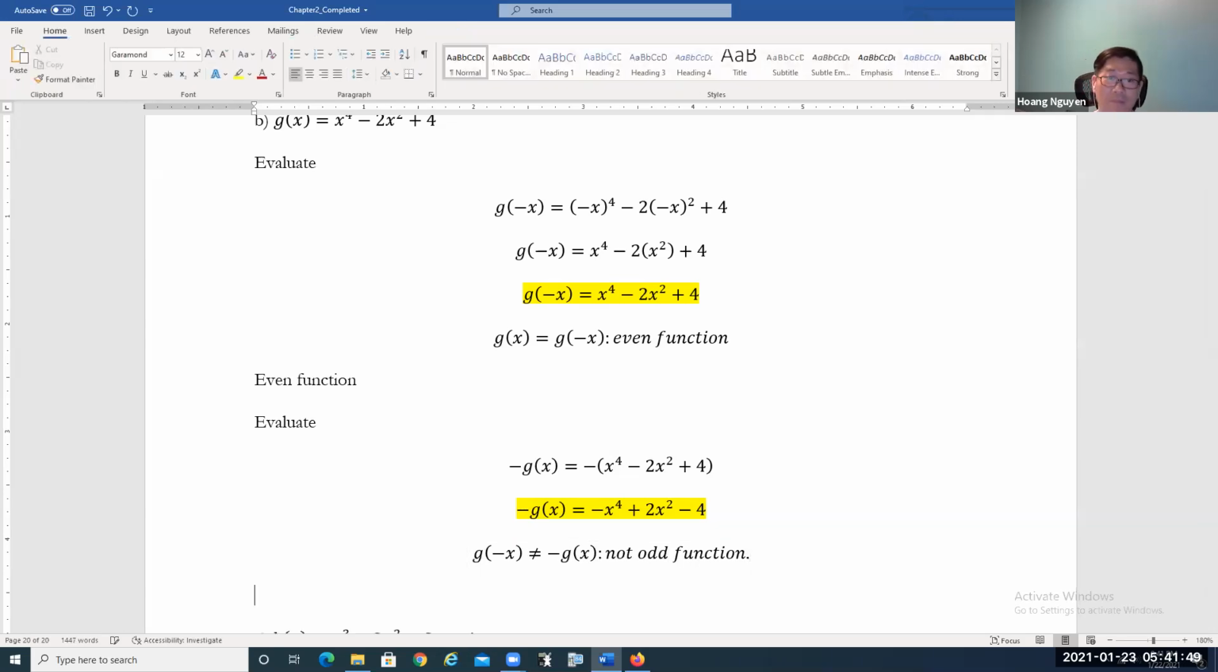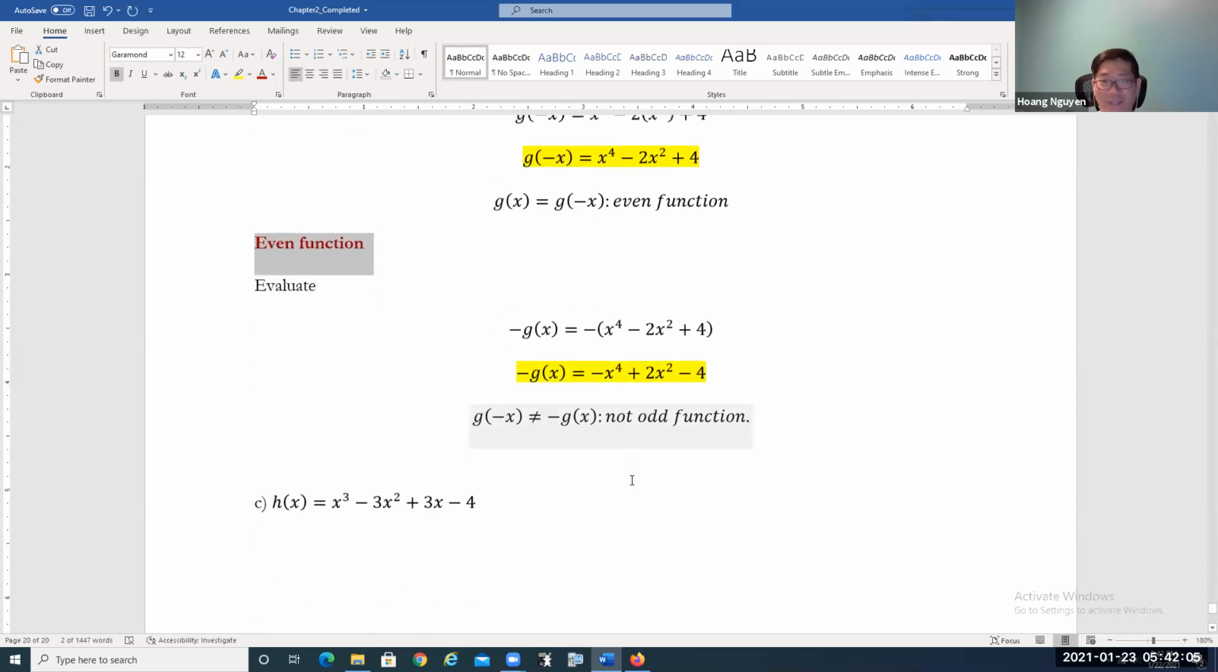Okay. But we already have the conclusion, right? This function is an even function. So most of the time a function could be even or odd. If a function is already even, then usually you don't have to bother to check about odd. It's already even, so it's not gonna be odd. Okay. So this is just in case, right?